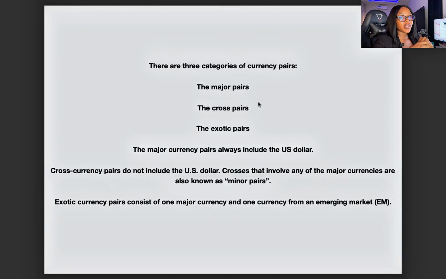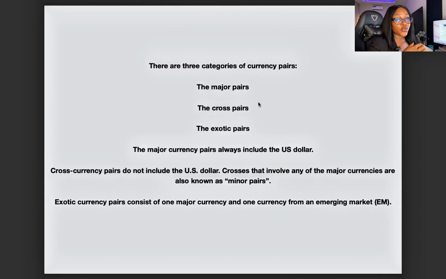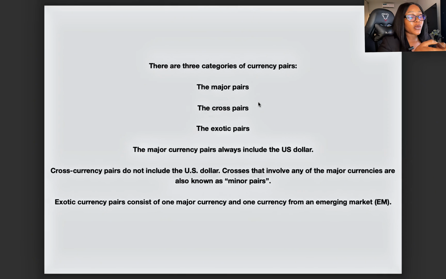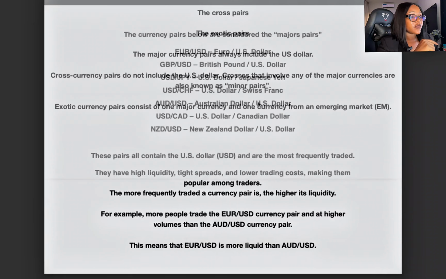So the major currency pairs, how we know them is that they always have USD within the pair. USD is always going to be within the pair. And the cross currency pairs or the minors, they don't have the USD within the pair. The exotic currency pairs are made of one major currency and one currency from an emerging market. Don't worry, you will understand it very soon.